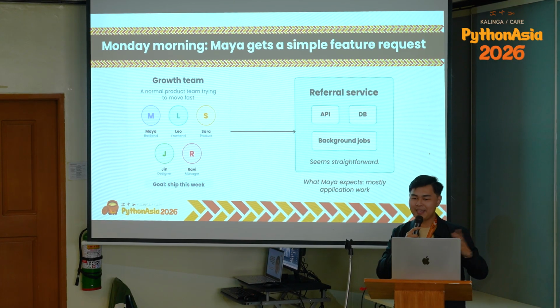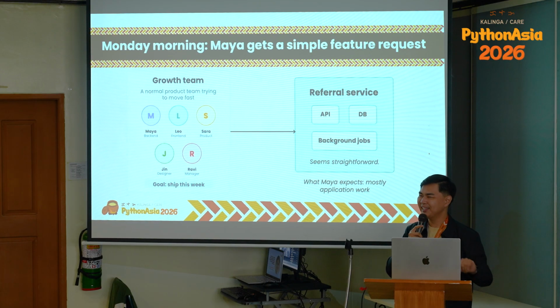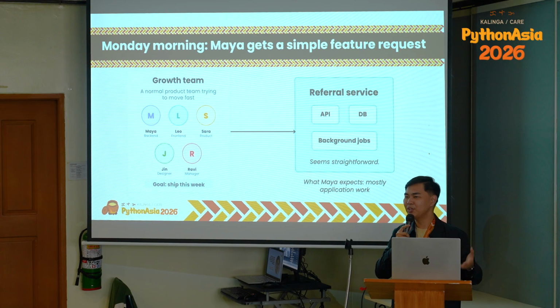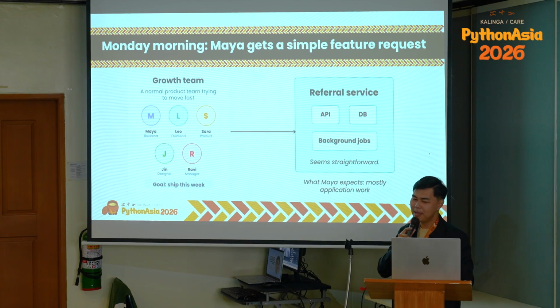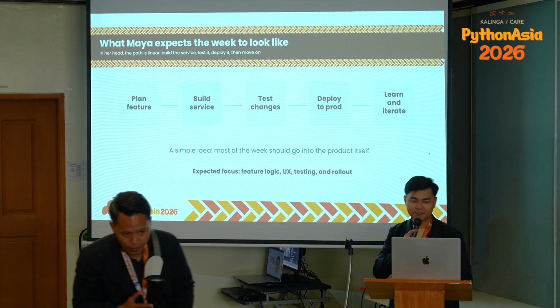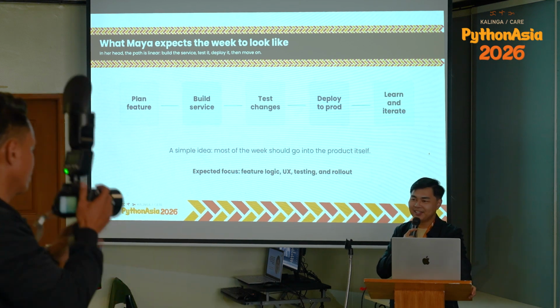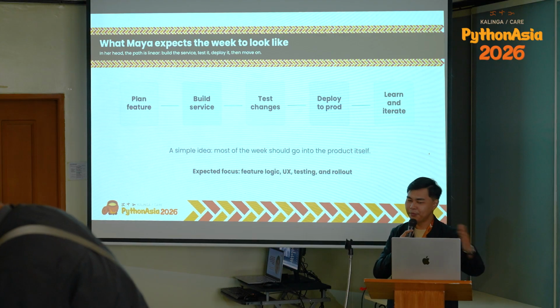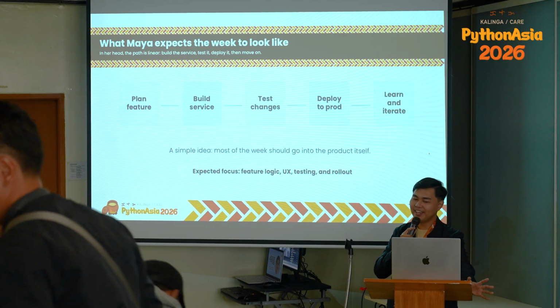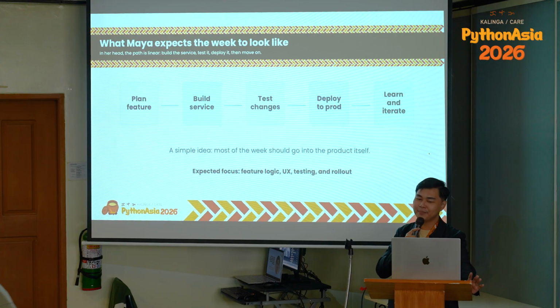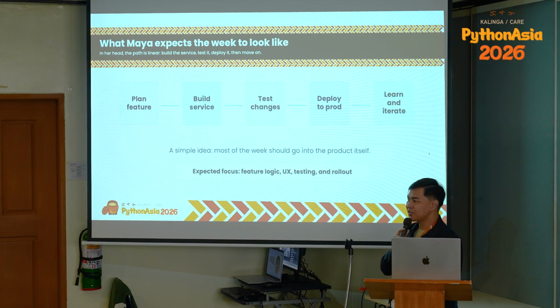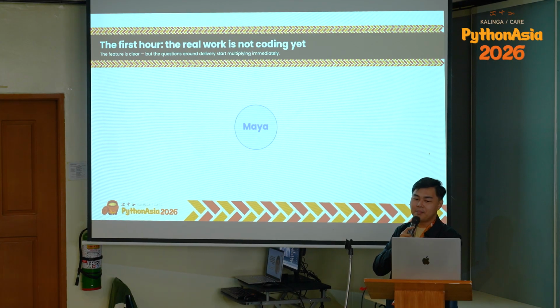It could contain an API, it could access a database. The database might be existing or she might spin up a new one. She still doesn't know. It might contain some background jobs. The team might be composed of a front-end developer, a back-end developer, a product manager, or maybe an engineering manager. Simple stuff. So Maya expects the week to start with planning the feature, building the service, testing it, deploying it, learning from what happens, looking into the observability of things, and repeating the process. That's the promise. But for the first hour, it goes somewhere else.